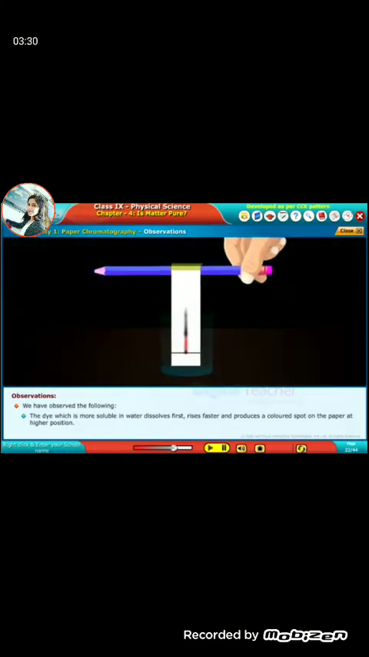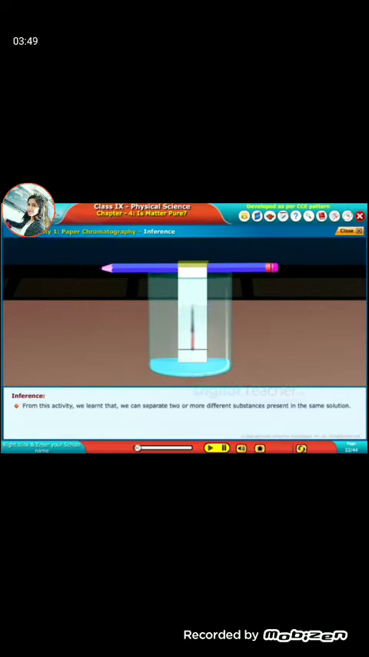The dye which is more soluble in water dissolves first and rises faster and produces a colored spot on the paper at a higher position, and the less soluble dye dissolves a little later and rises slower to form a colored spot at some height on the paper. From this activity, we learned that we can separate two or more different substances present in the same solution.